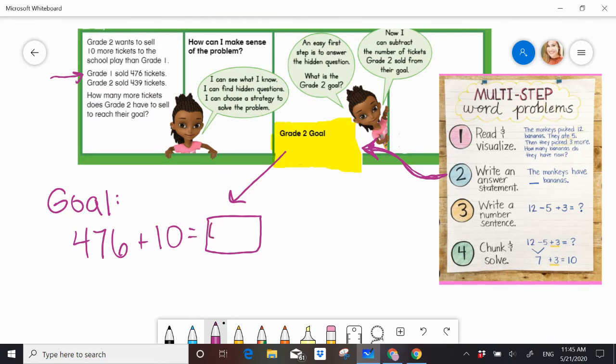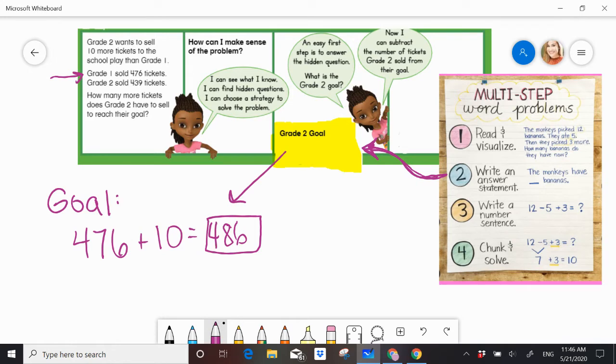The grade 2 goal is 486. I just skip counted by 10. So 10, 20, 30, 40, 50, 60, 70, 80. So plus 10 is 486. So that's the grade 2 goal. Now I know the number that they want to sell.